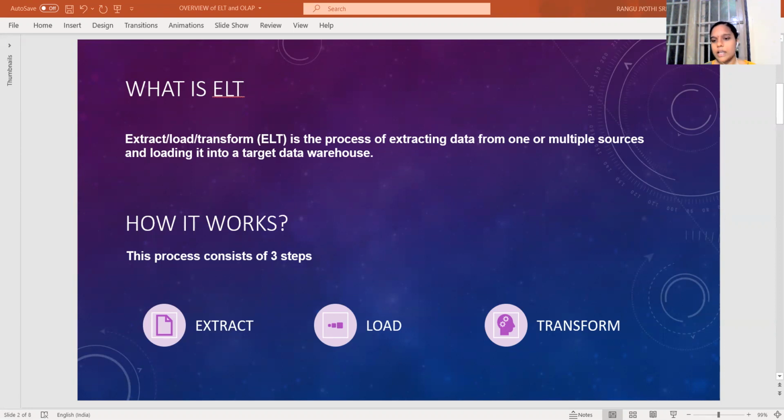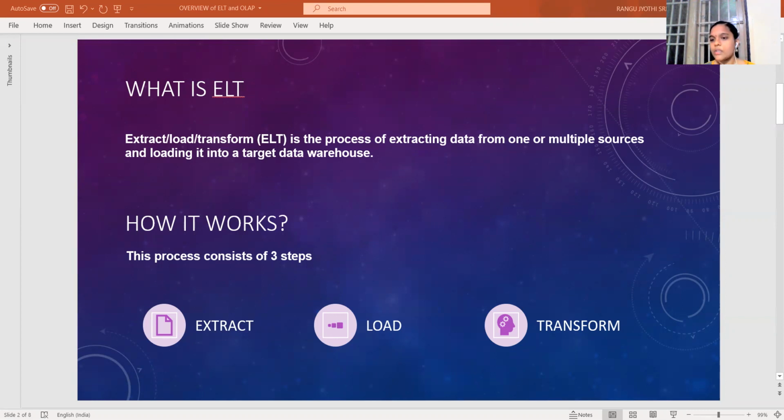What happens in loading? In this loading step, the pipeline replicates data from the source into the target system, which might be a data warehouse or a data lake. And finally, the data from this data warehouse or data lake is moved into the next step, that is transformation. Once the data in the target system is loaded, organizations can run whatever transformations they need.